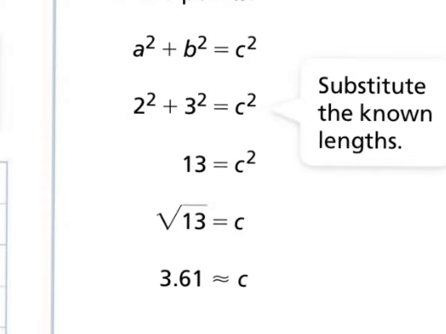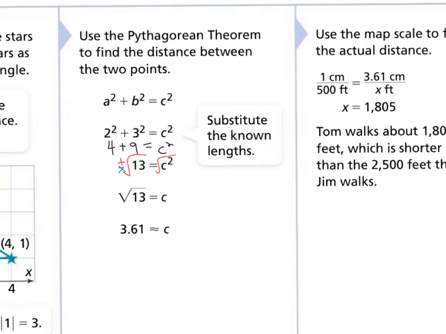If we put in the 2 and the 3, 2 squared is 4, 3 squared is 9. We add those together, that's 13. And then if we do the square root, plus or minus, we know a negative answer can't make sense because it's a distance. So that would be the square root of 13. On your calculator, that comes out to about 3.61. About 3.61 squares versus 5 squares.